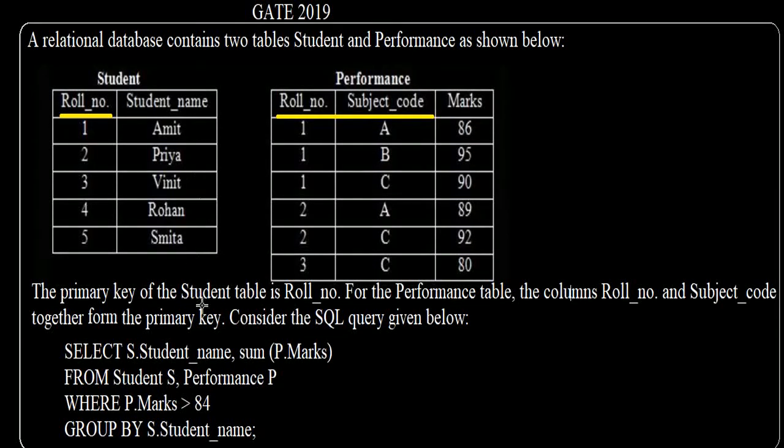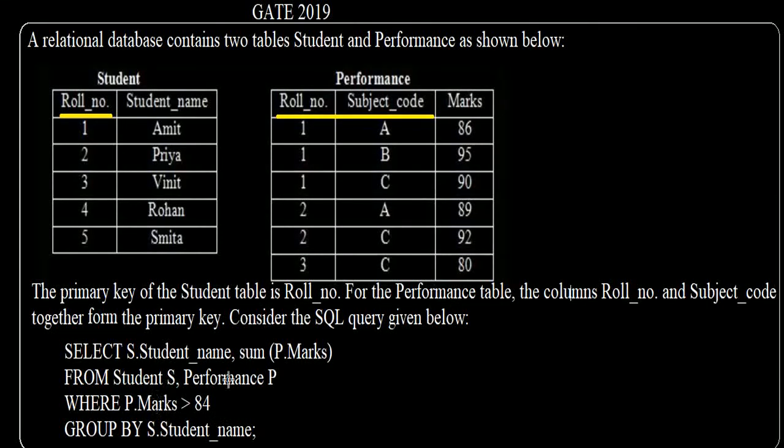Okay, how many names are there? Different types of name: 1, 2, 3, 4. All are distinct, so it will have 5 different groups of name, which means 5 tuples will definitely be returned by the following query. And let's see the output now, where p.marks is greater than 84.